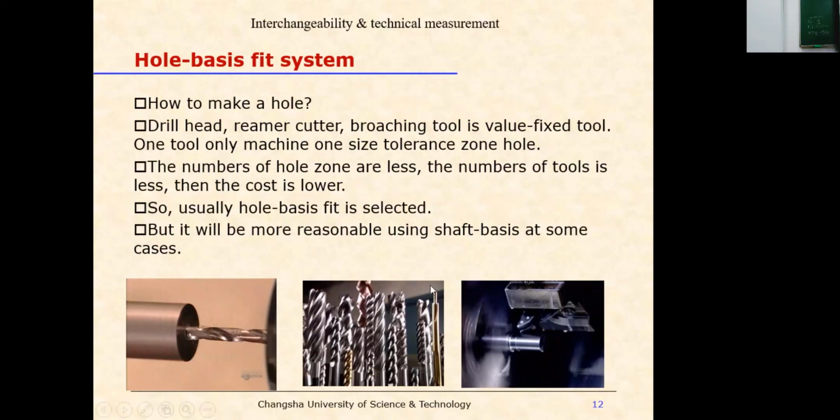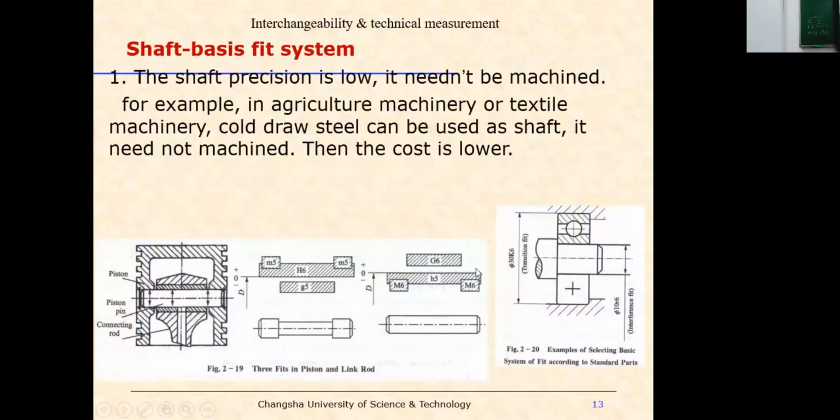But it is more reasonable to use the shaft basis in some cases. Which cases? Like this one: when the shaft procedure is low, it needs to be machined. For example, in agricultural machinery or textile machinery, cold draw steel can be used as the shaft. It's really not machined, so the cost is low. Because of that, in this condition, we use a shaft basis.